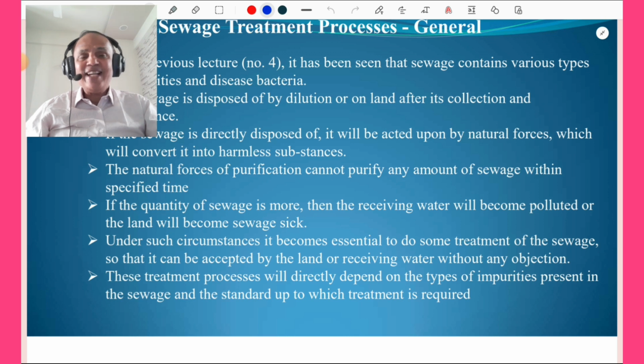Means we have to treat that wastewater, means we have to treat that sewage before putting it on the land or before it is conveyed into the water. These treatment processes will directly depend upon the type of impurities present in the sewage as well as the standard up to which the treatment is required. So these 2 points are very important for the treatment of sewage.